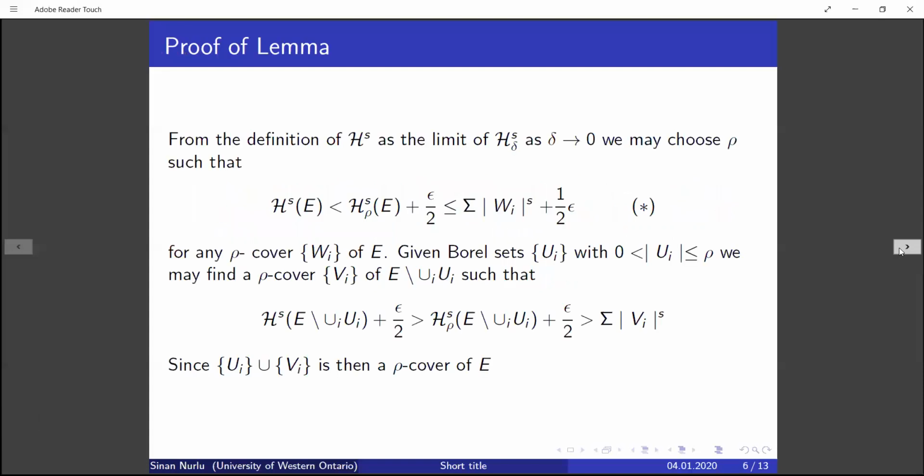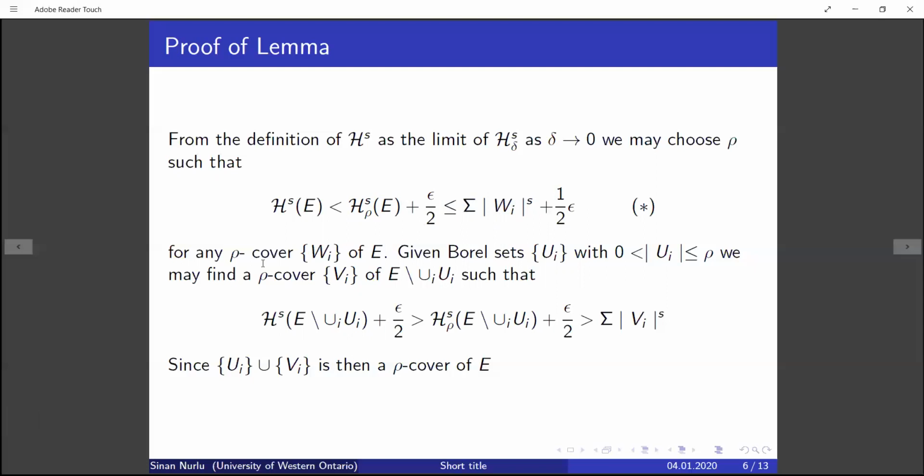All right, let's go to the proof. So remember that H^s is the supremum of these infimums. So we may choose a rho such that this inequality holds. The reason is this is the supremum of these numbers. So when an epsilon is given, in the epsilon neighborhood of the supremum, there is always such a number. So this inequality holds. And since these are infimums over rho covers, given any rho cover, this inequality also holds, because this is the infimum of such sums of the s-th power of the diameters of rho covers.